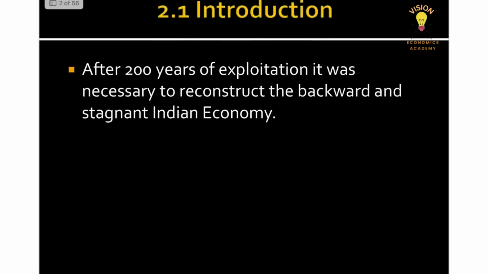So after 200 years of exploitation, it was necessary to reconstruct the backward and stagnant Indian economy that the Britishers had left us with. Right?